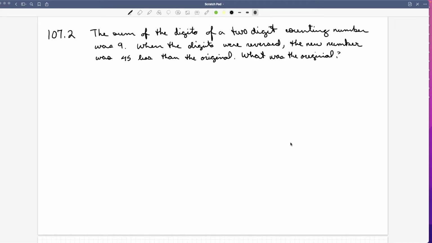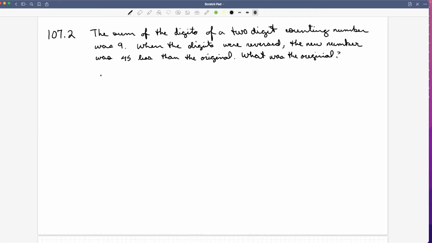The sum of the digits of a two-digit counting number was 9. When the digits were reversed, the new number was 45 less than the original. What was the original? So let's analyze this. We know that it's going to be a natural number because it's a counting number, so that means it's a positive integer.